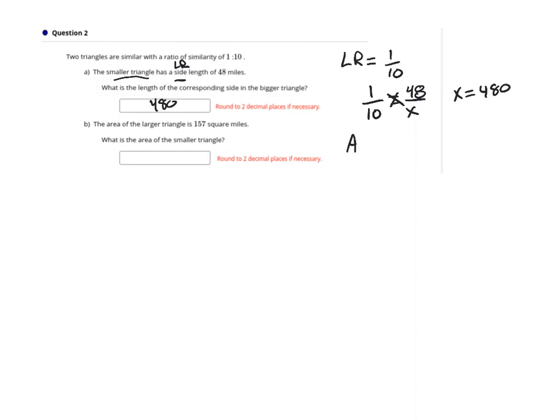Next, we have to find the area ratio. Again, to find the area ratio, you have to take the linear ratio and square it. That means we're going to have 1 over 100 because we're just squaring the top number and squaring the bottom number.